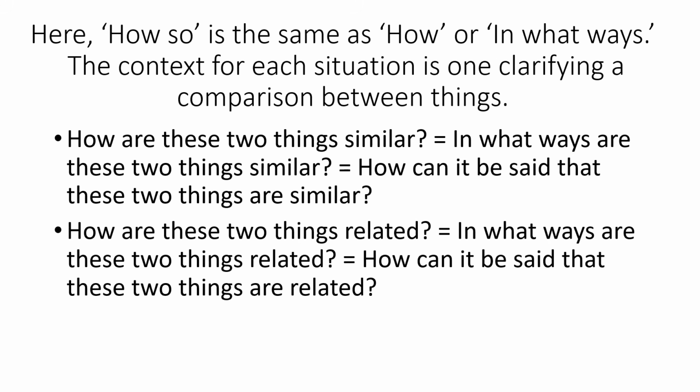However, the SSNQ how so is used in everyday spoken English. How are these two things related equals in what ways are these two things related equals how can it be said that these two things are related? Again, the how can it be said version is extremely formal sounding. I've never heard anybody say it. It's not used in everyday spoken English. However, how so is used in everyday spoken English to replace this very formal sounding question.